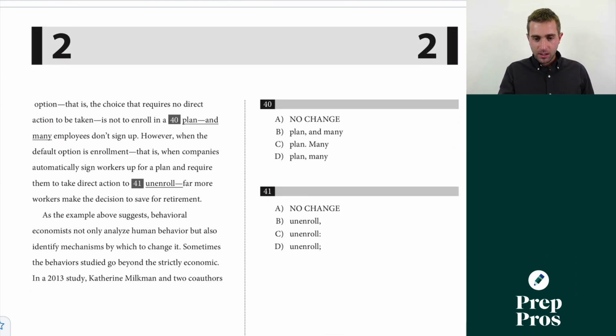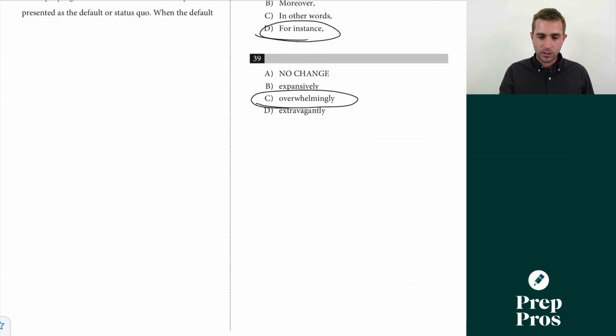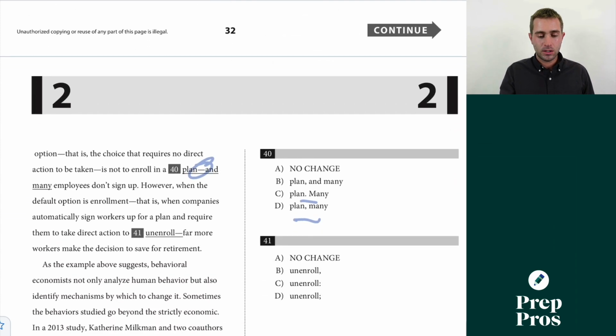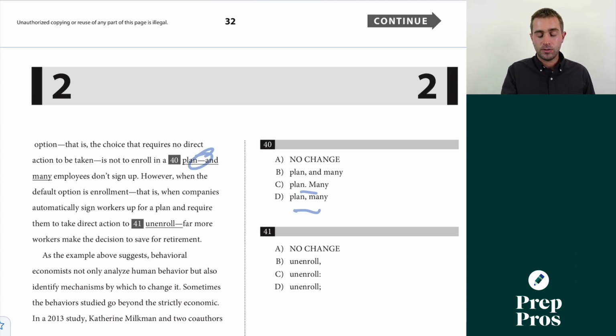Question 40 here. All right, looks like sentence structure again. So we've got a little bit of tricky punctuation here as well. So let's go back, read the whole thing. When the default option, now we've got a lot of extra information here. That is the choice that requires no direct action to be taken. So we can take all of this out to make our life a little bit easier. That's just extra information. So when the default option is to not enroll in a plan, well, that's a dependent clause. Now, if we have a single dash, because these two dashes are already paired up, we always have to have an independent clause before it. So that's how I can tell that A is wrong. We cannot have a dependent clause before a period. We cannot have a dependent clause before a comma and a fanboy.